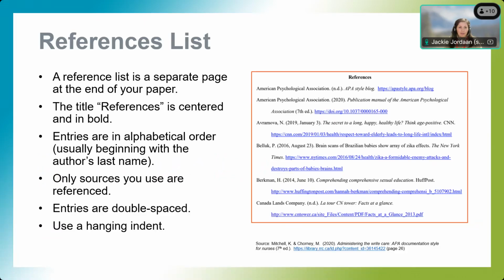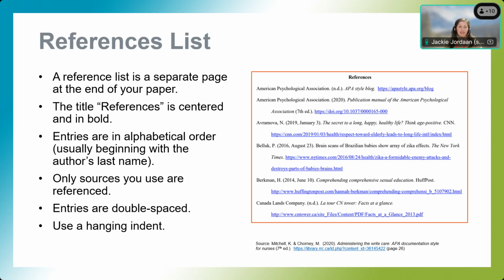What does that look like? So here we have an example, and in the little red square, you can see a list of reference entries listed alphabetically by the organization name or the author's last name. So we have American Psychological Association, Avramova, Balak, Berkman, Canada Lands Company. These are the different authors that we cited in text, and now we're providing a corresponding reference entry.